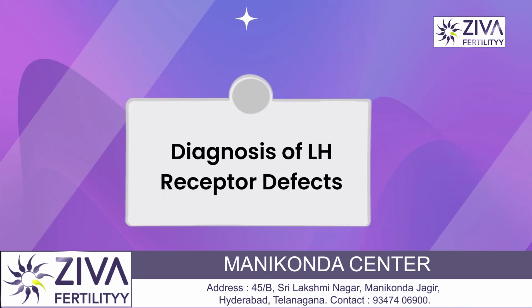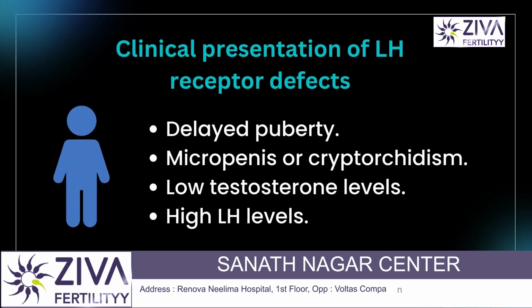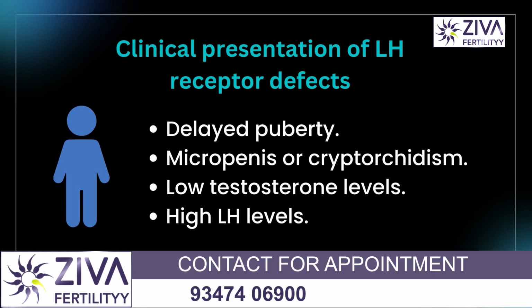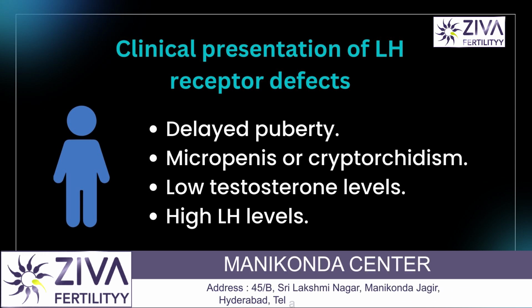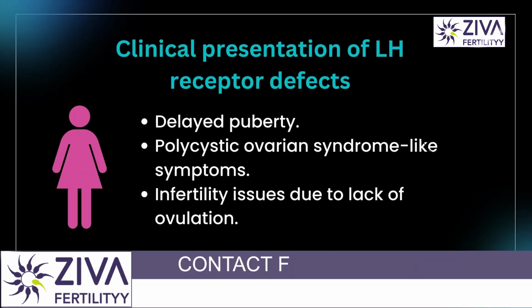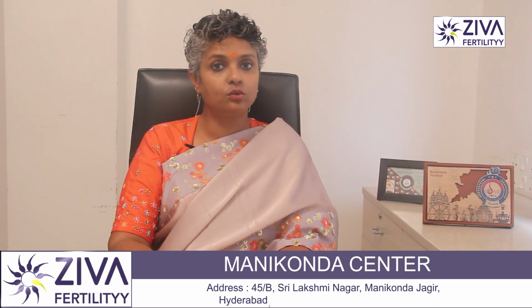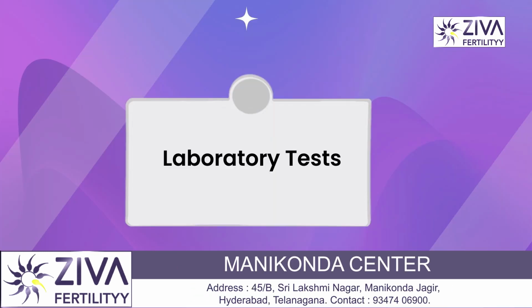How do we diagnose LH receptor defects? Well, there is clinical presentation. In males, delayed puberty or lack of secondary sexual characteristics are the main signs of LH receptor defects, or cryptorchidism, undescended testes or micropenis, or low testosterone levels and high LH levels are also the methods by which this is diagnosed. In females, delayed puberty or absent menstruation, polycystic ovarian syndrome like symptoms, or infertility issues due to lack of ovulation is when we assume that this could be the reason, but it has to be concluded with laboratory tests.